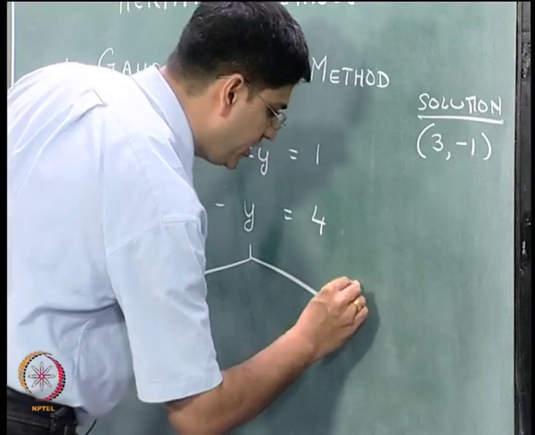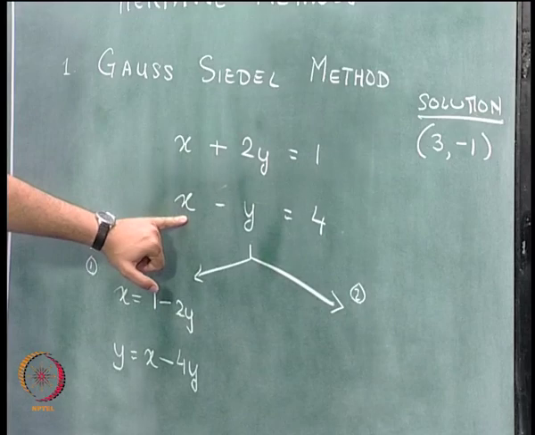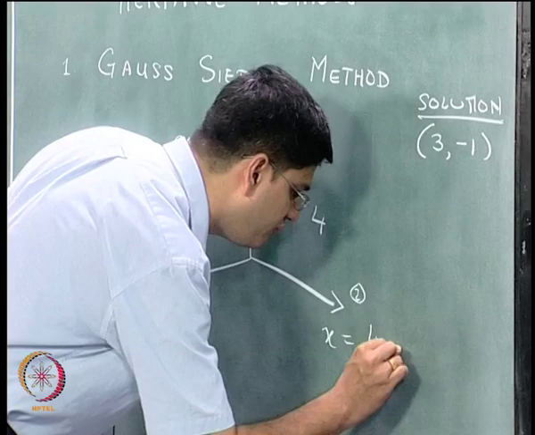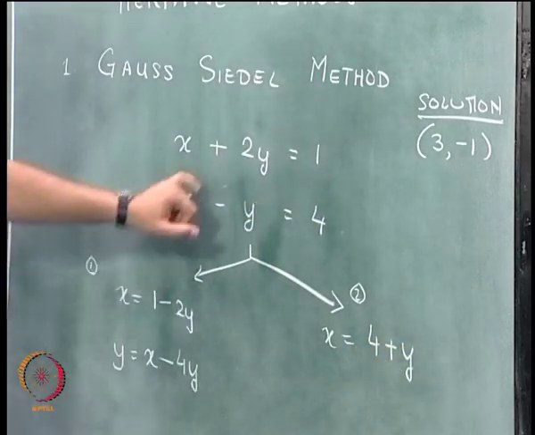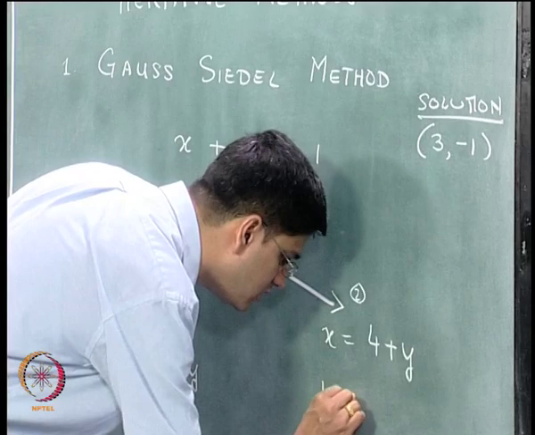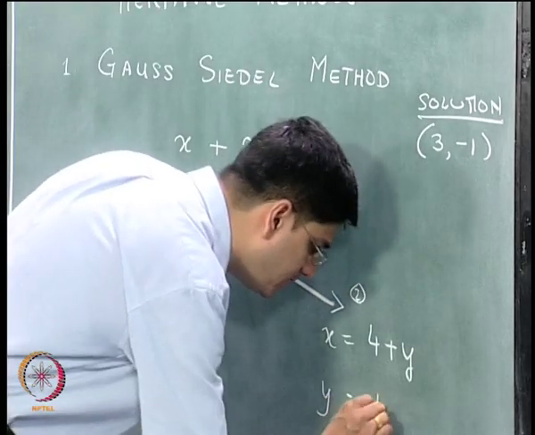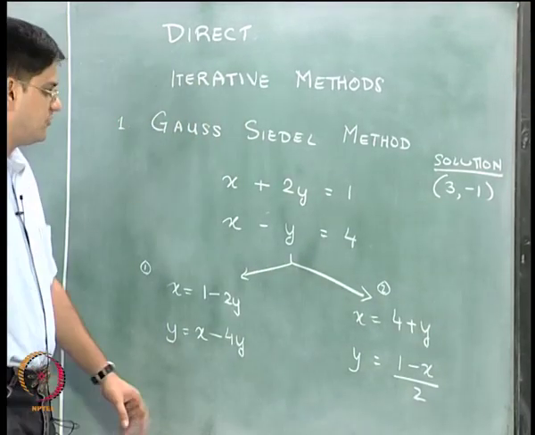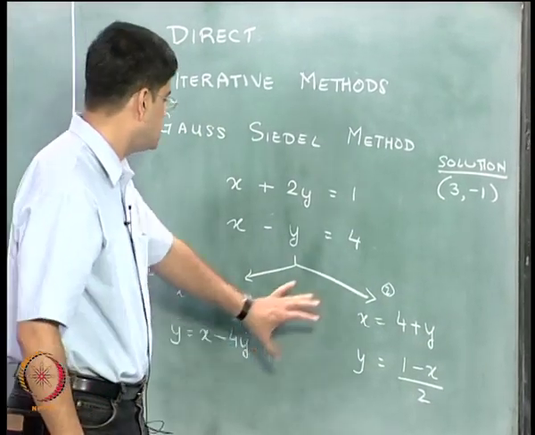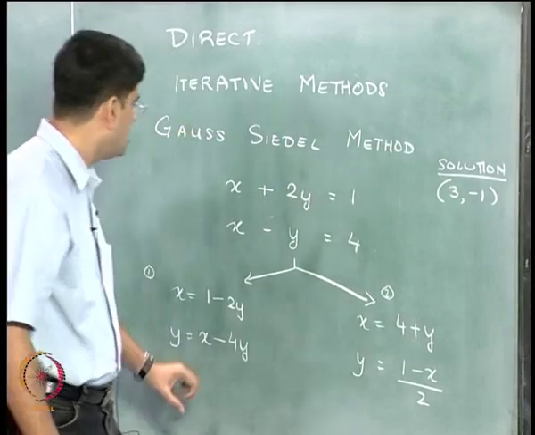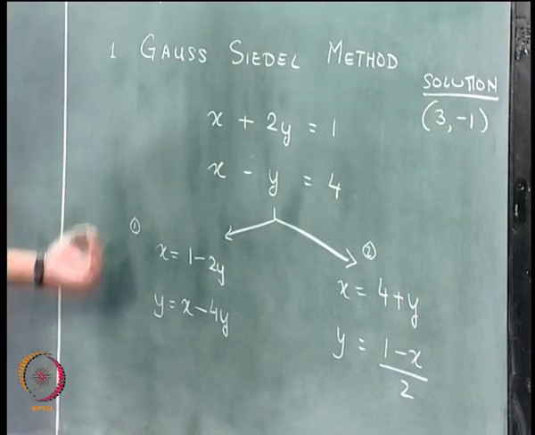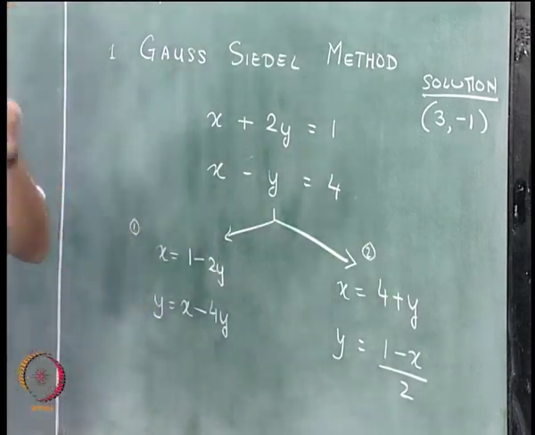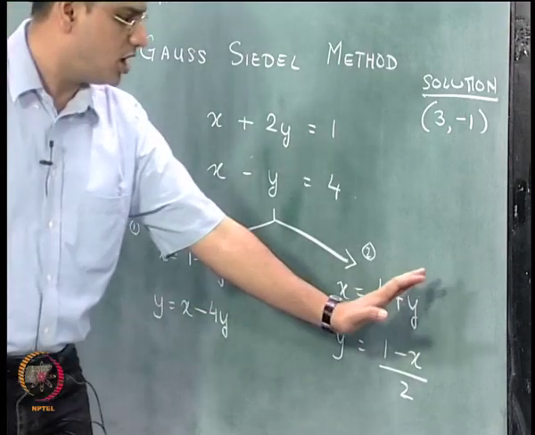The second way of rearranging these equations is to use the second equation to obtain x. So we write the second equation as x equal to 4 plus y, and the first equation we write as y equal to (1 minus x) divided by 2. So the first step, as we have said, is nothing but rearranging these equations such that we have the unknown variables on the left hand side and what we will, for the time being, consider as known variables on the right hand side.